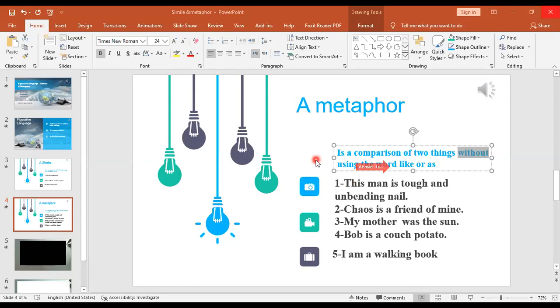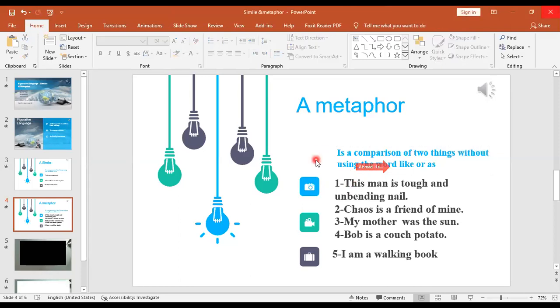Metaphor. Again, metaphor is a comparison between two things. Like, look at me. Isa is the sun. I make Isa like a sun, but without using as or like. Look here. Isa is the sun. Look, like or as, I don't use them. I don't use any kind of them. It's the same.